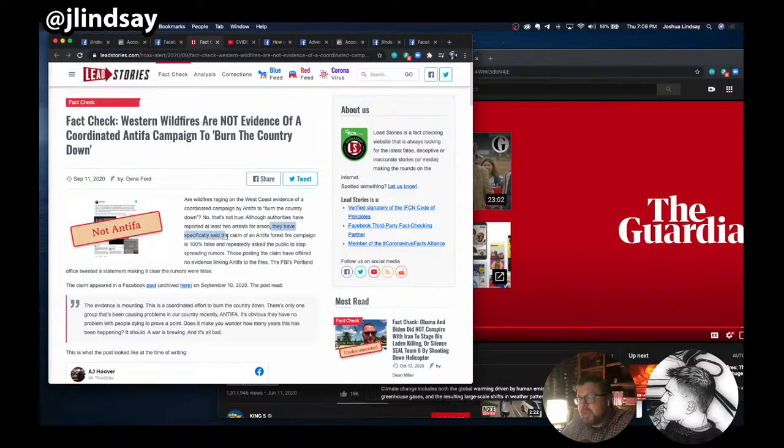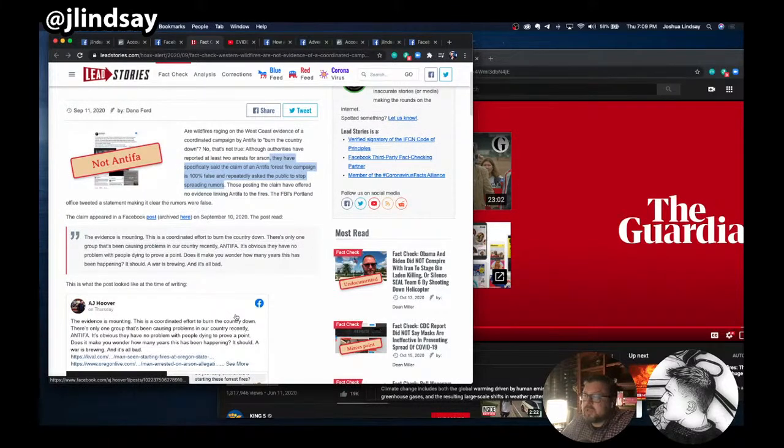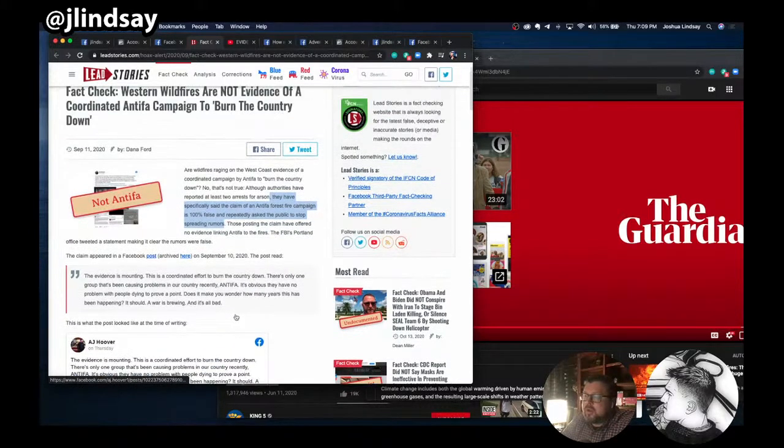They have specifically said the claim of an Antifa forest fire campaign is 100% false, and repeatedly asked the public to stop spreading rumors. So there's public officials saying they're all started by people. There's video evidence of Antifa and BLM, by the way, setting fires to cities, but somehow or another they know for a fact that none of those people had anything to do with setting fire to the forest. Okay, the posting of the claim have offered no evidence linking Antifa to the fires. The FBI's Portland office tweeted a statement making it clear the rumors were false. How do they know? They didn't investigate.